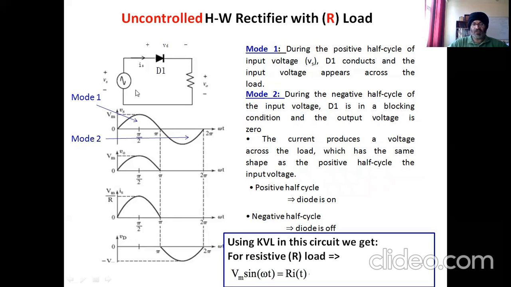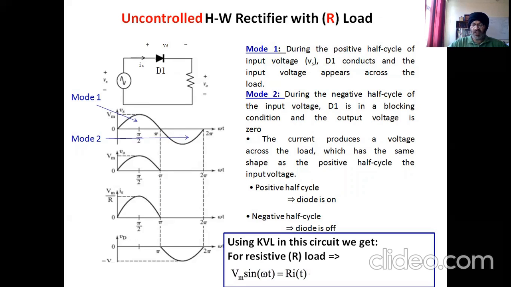But in the negative half cycle, mode 2, this diode becomes reverse biased. So it becomes open circuit. So no voltage is now appearing at the output. So zero voltage at the output because of the switching off of the diode. Same way, no current will flow, so current will also be zero. The complete negative half cycle will be applied across this open circuit now, which is shown here.